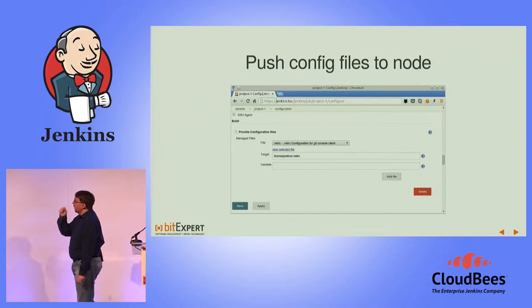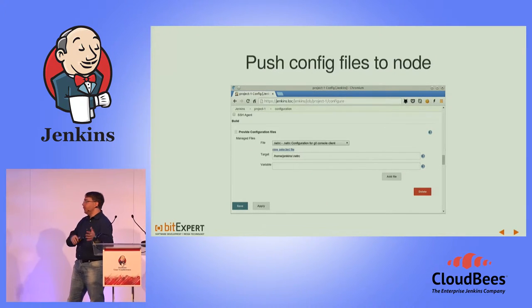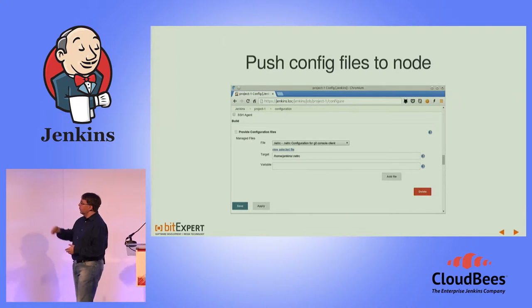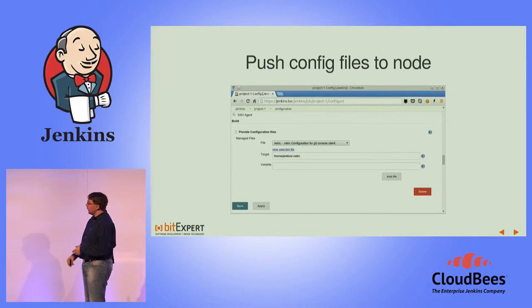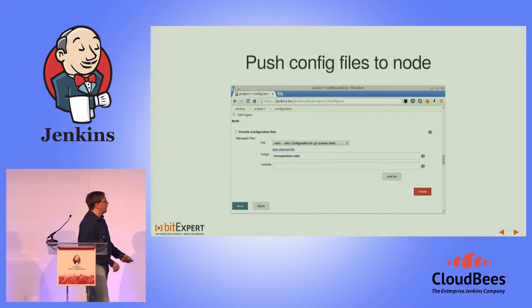And then the build starts. As I said, we use the config file provider plugin to copy the configuration files from the server to the slaves. Like in this case, we copy the .netrc file so that I don't need to provide any username or password when I do git checkouts.